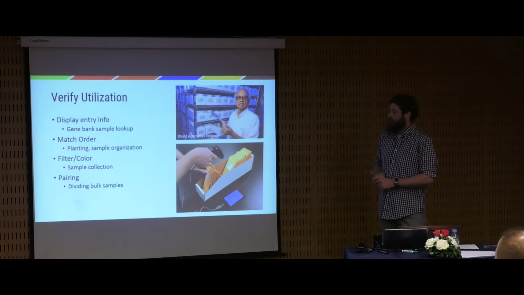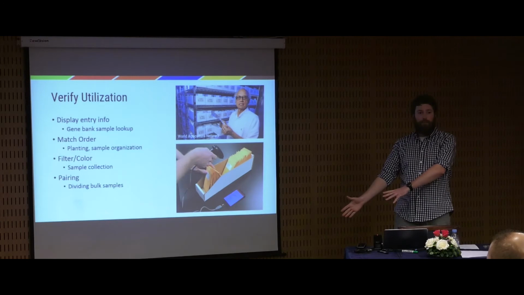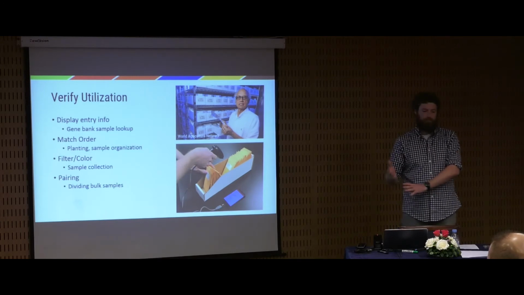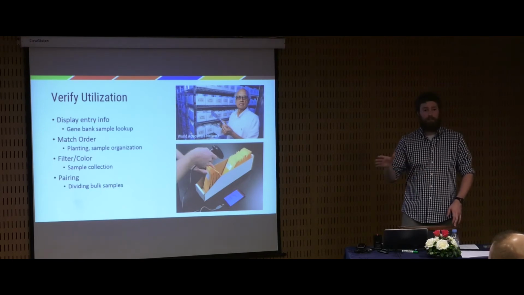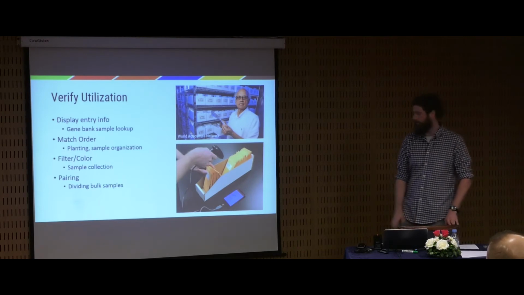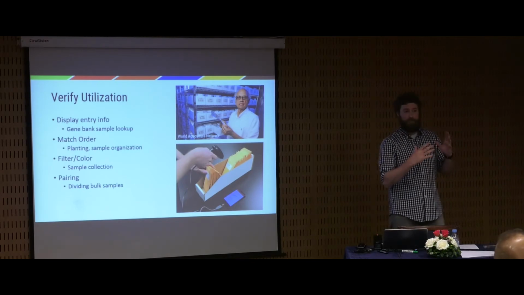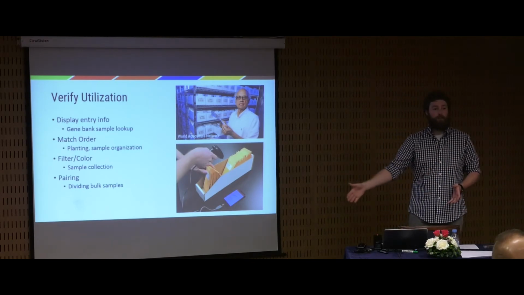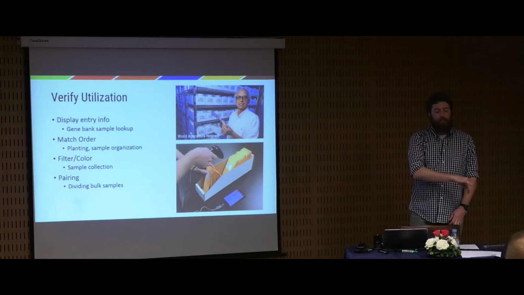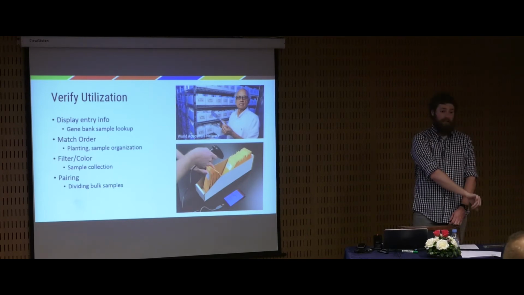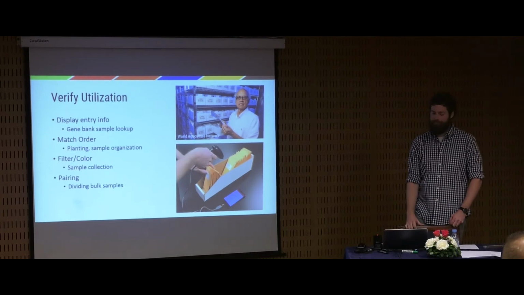We can use the filtering and coloring for sample collection or for planting as well, where we have a list of samples or a group of seeds, scan the barcode of each one as it's planted, making sure that every single thing in our list is present and is planted at the end of it. And then we can use the pairing for dividing bulk samples. So if we, say, have a tub of seed and we want to split that up into specific jars or envelopes or anything, we can make sure that we scan the correct tub, and then that's followed immediately by scanning the correct subdividing container.